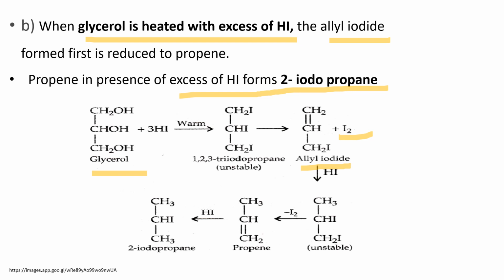Now, when there is excess of hydrogen iodide, the reaction further continues, wherein allyl iodide takes up some more hydrogen iodide, forming another unstable compound which further loses a molecule of iodine, forming propene. Okay, now this propene again reacts with some more hydrogen iodide, forming 2-iodopropane. Okay, so this is how glycerol, when heated with excess of hydrogen iodide, forms 2-iodopropane, whereas with small amount of hydrogen iodide it forms allyl iodide.